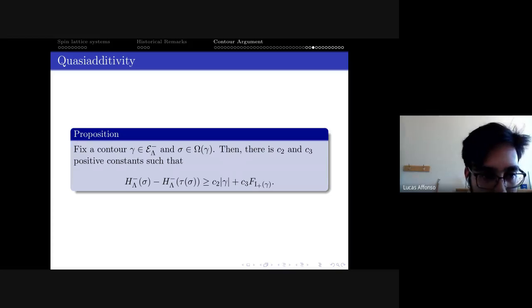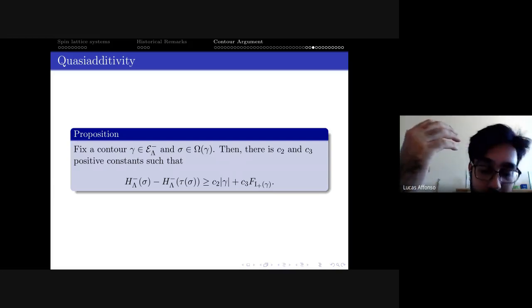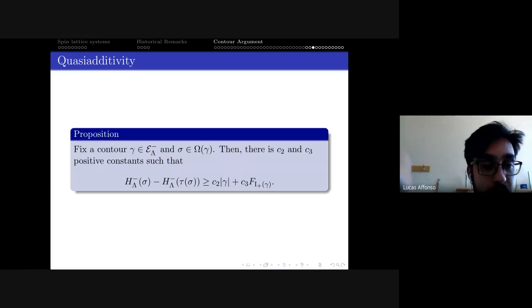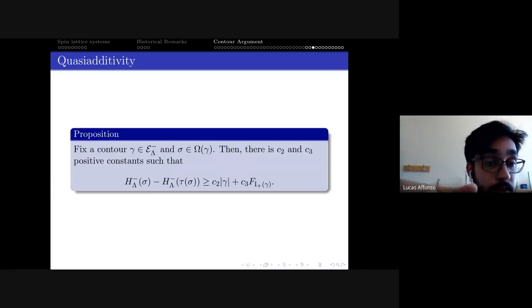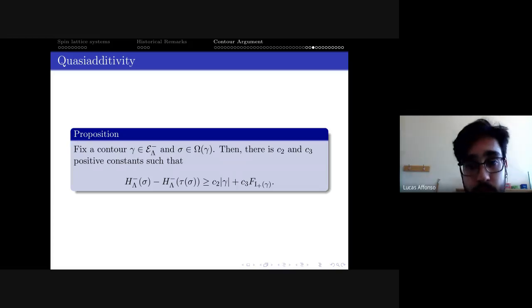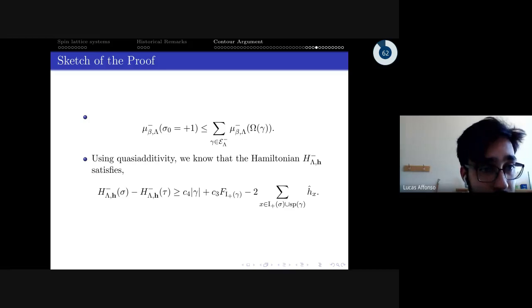So fixing your contour, when you take the energy of the original configuration and take the difference with the energy without this contour, this energy is lower bounded by something that depends on the size of the contour, plus this long range interaction depending on the plus interior. Okay, next slide. Now I will give a sketch of the proof.